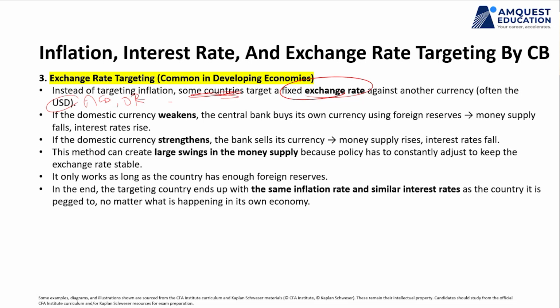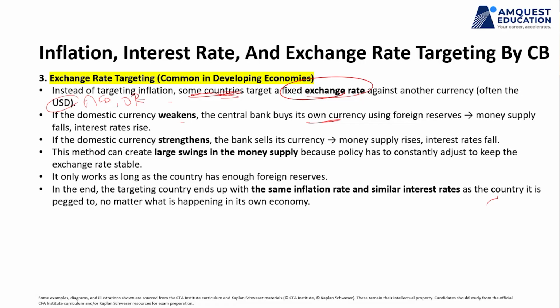Now, other countries which don't have a fixed exchange rate will have to react. So let's say the domestic currency weakens, falls, depreciates. All the central bank does is buy its own currency. They'll say, currency is falling, let me buy more currency, increase the demand and bring the value back to normal. So they'll buy their own currency using the forex reserves. Clear? But obviously, it's important to make sure that the money supply will react.